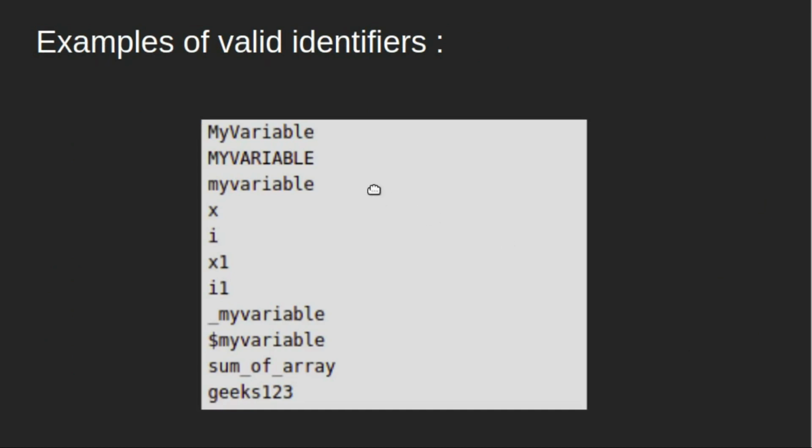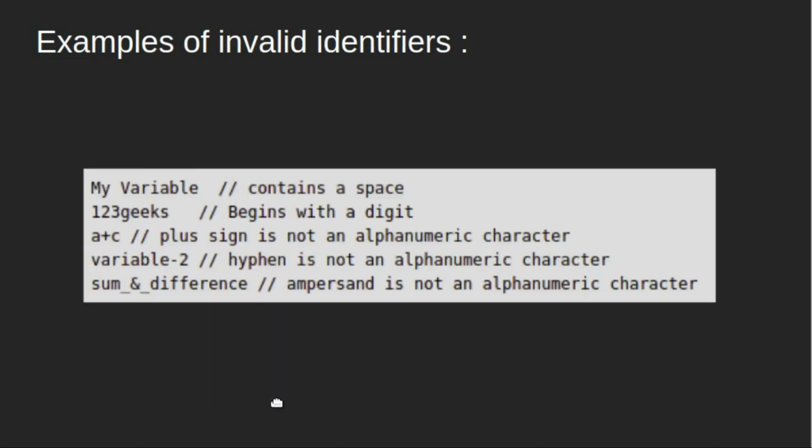These are the examples of valid identifiers. The identifiers can be in camel case, all caps or all small letters. The identifier can be a combination of alphabet and a digit. It can have a special character which was specified in the last slide. Thus, these all strings are valid identifiers.